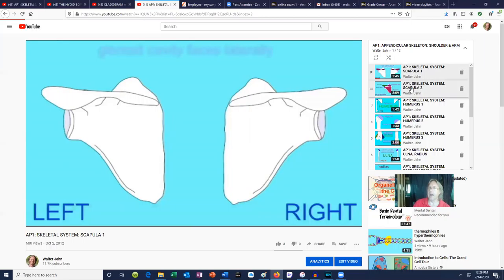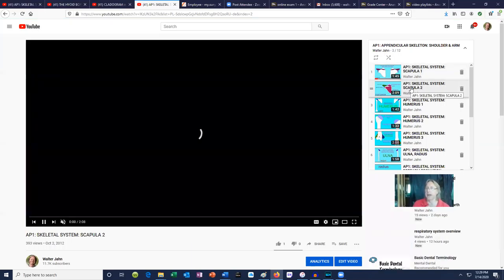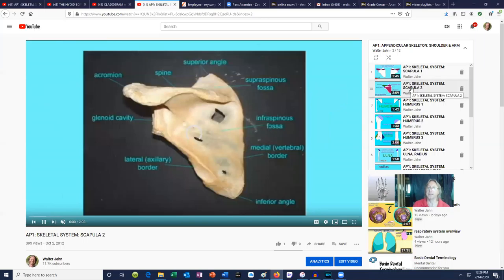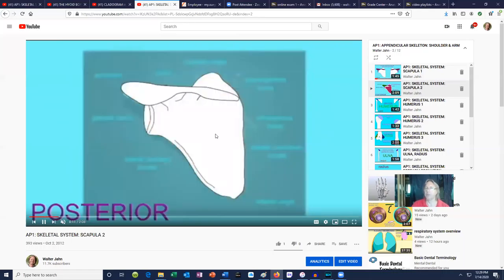The pectoral girdle, which attaches the arm to the axial skeleton, is composed of two bones, the shoulder blade or the scapula, and then the collarbone or the clavicle. And once again, the specific structures of these bones mean something. So very often, we see ridges and processes where muscles attach, et cetera.